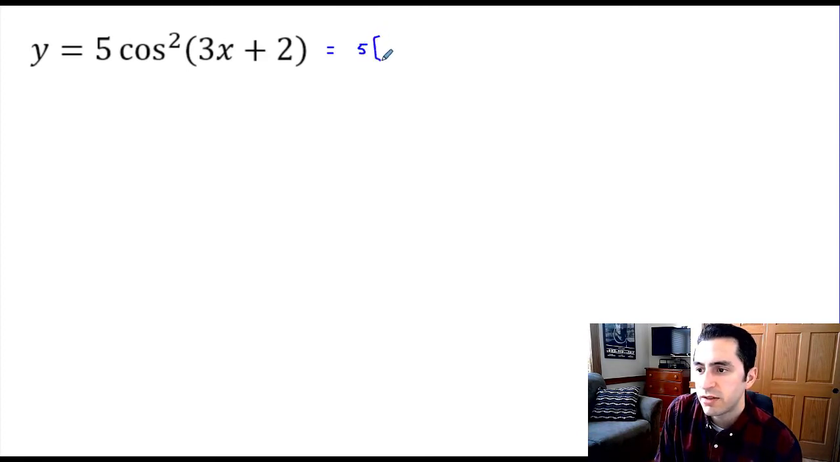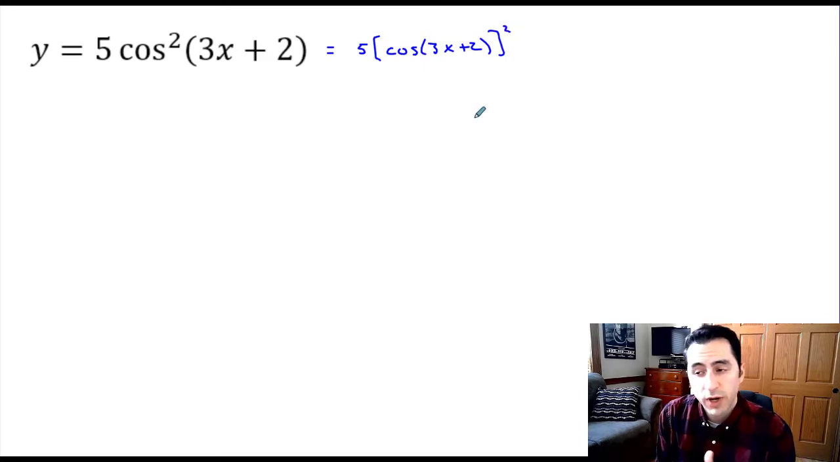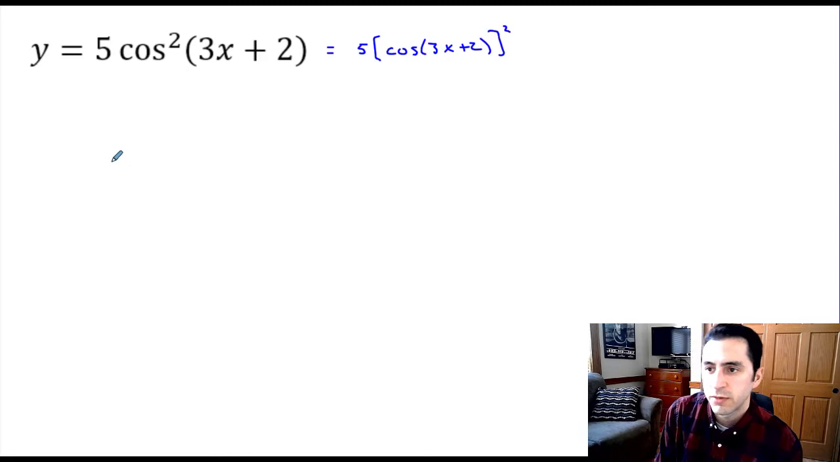So I can rewrite this actually as 5 times the cosine of 3x plus 2, and that whole thing is squared. So we can put that squared in multiple locations. But what I'd like to do is rewrite this as a composite function. So I want to break this down into the three different parts that make up my equation y.